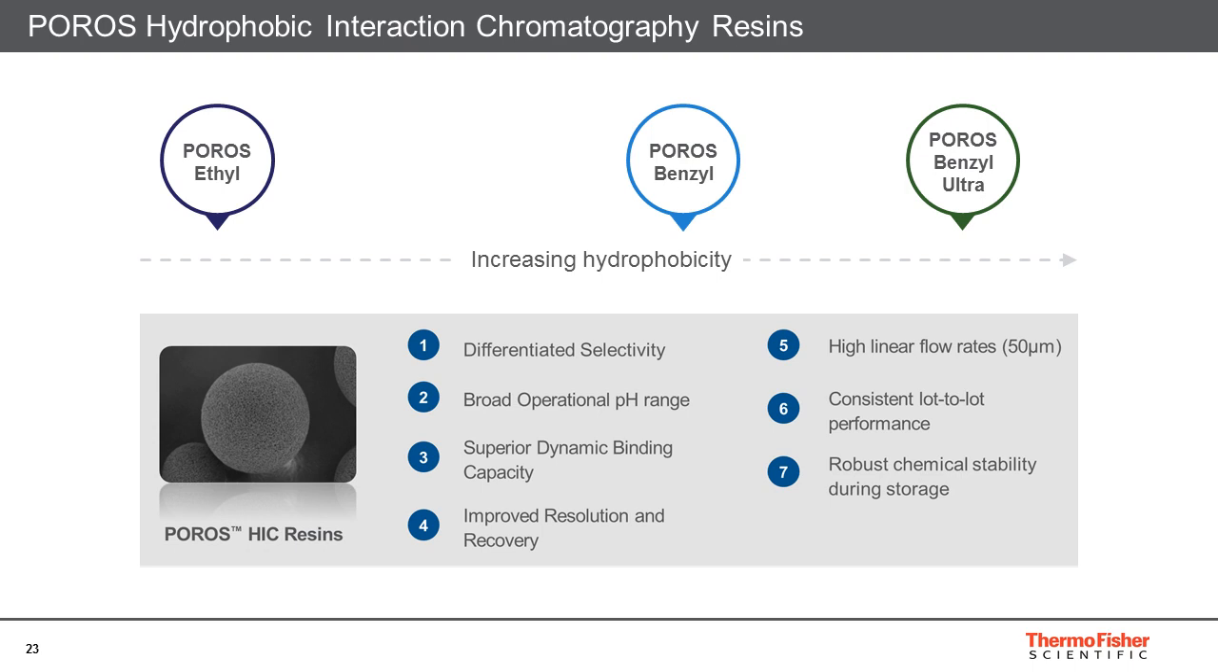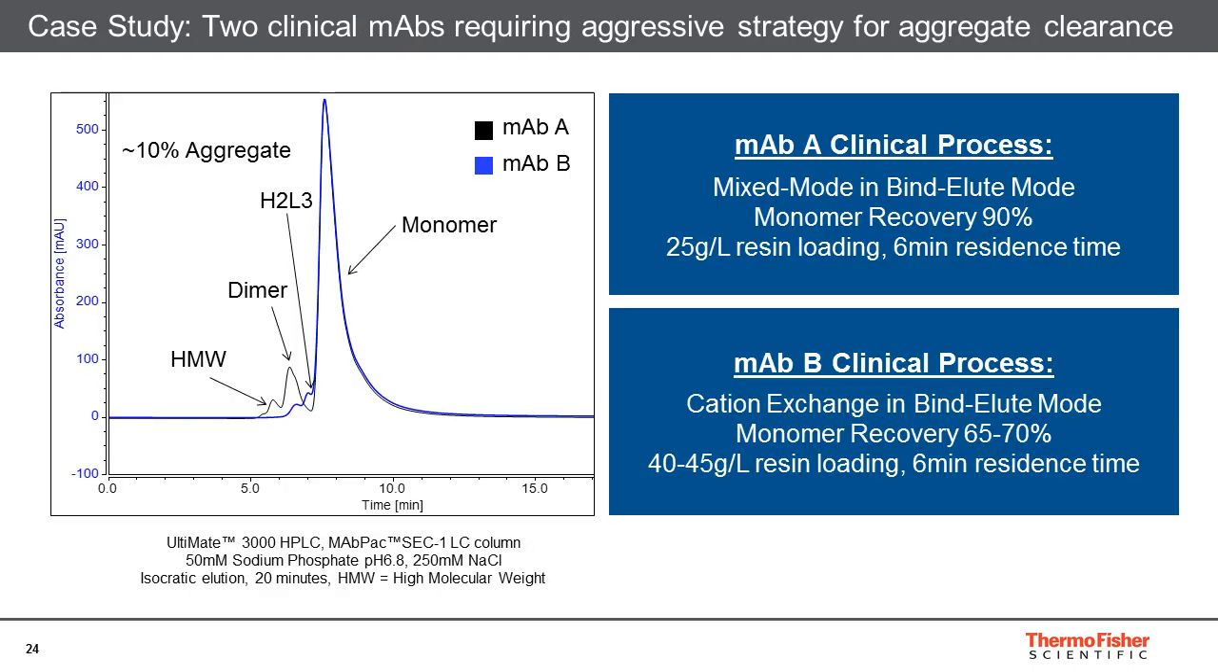And since our launch, we've really seen tremendous uptake and scale up of these POROS HIC resins. In this talk, I really wanted to showcase a couple of process development case studies on how these resins can be used in mAb purification. So the mAbs I'll be talking about today are mAb-A and mAb-B. These are two clinical stage mAbs that are quite challenging to work with from a downstream perspective.